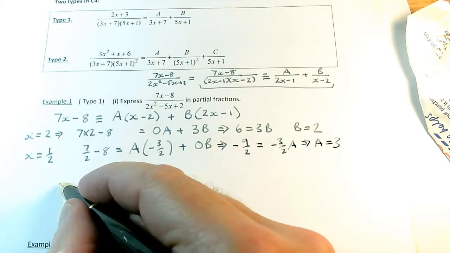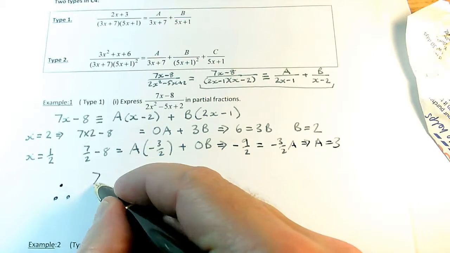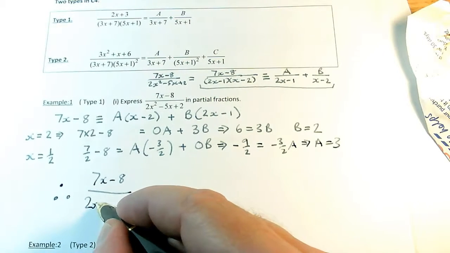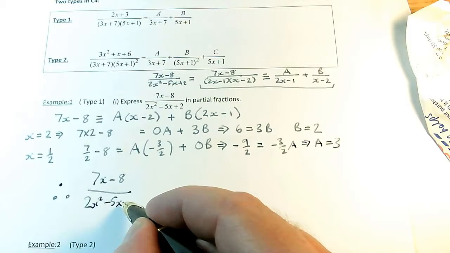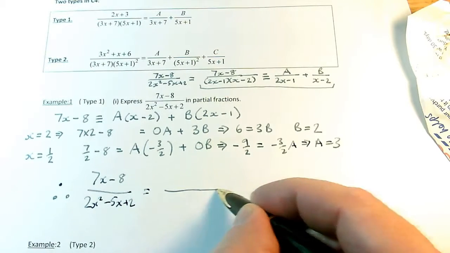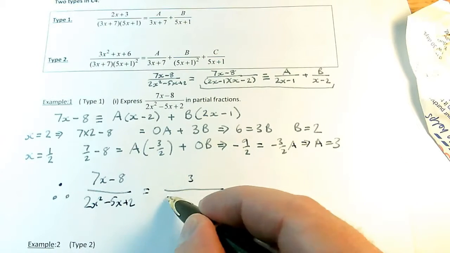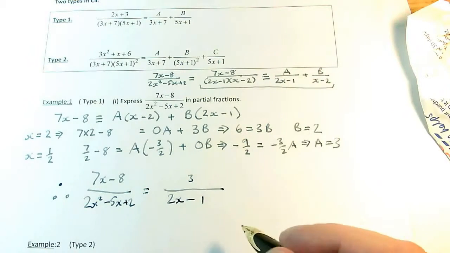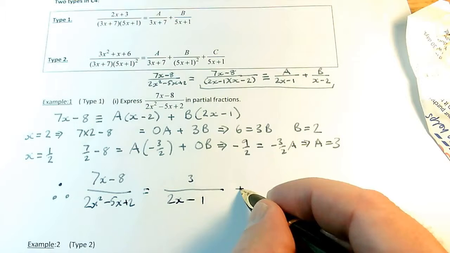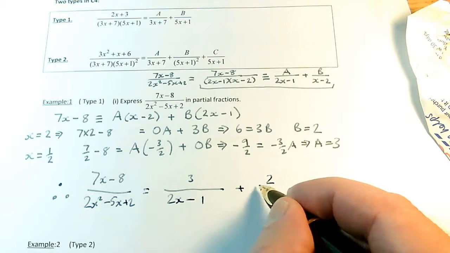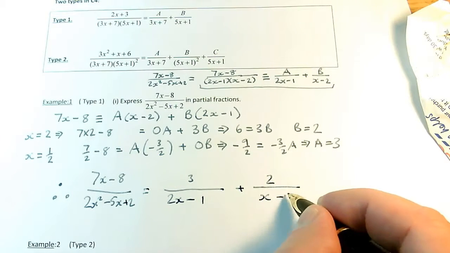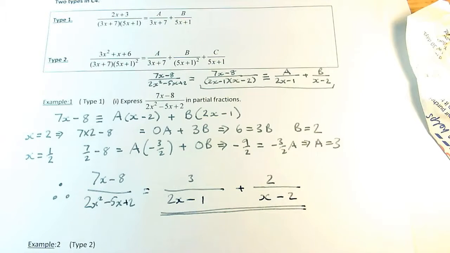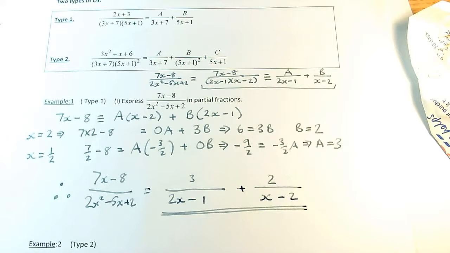So I can now write down the answer, which is that 7x minus 8 over 2x squared minus 5x plus 2 equals a, which was 3, over 2x minus 1, plus 2 over x minus 2. I'm just going back to my starting point here and putting in the values of a and b, which is very simple to do, but if you don't do this, then you don't deserve all the marks. We actually have to arrive at the correct partial fractions, which are these, and that's that example finished. So I hope that makes some kind of sense.